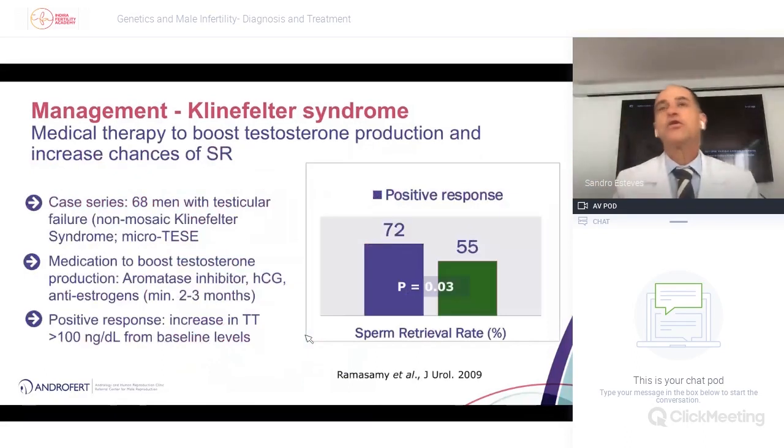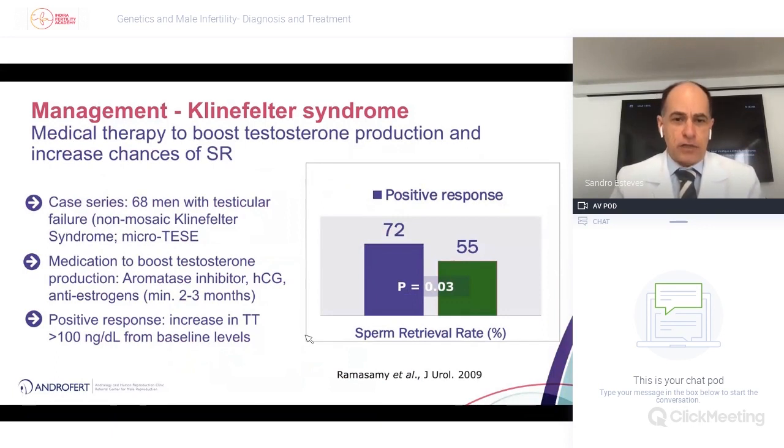Usually, what I do with my patients with Klinefelter syndrome, I try to boost testosterone production to increase the chance of sperm retrieval. There have been some reports suggesting this. You can use HCG therapy, you can give anti-estrogens like clomiphene citrate, tamoxifen, or aromatase inhibitors. These are the medications that you can play with. My preference is HCG. I will discuss more next week.